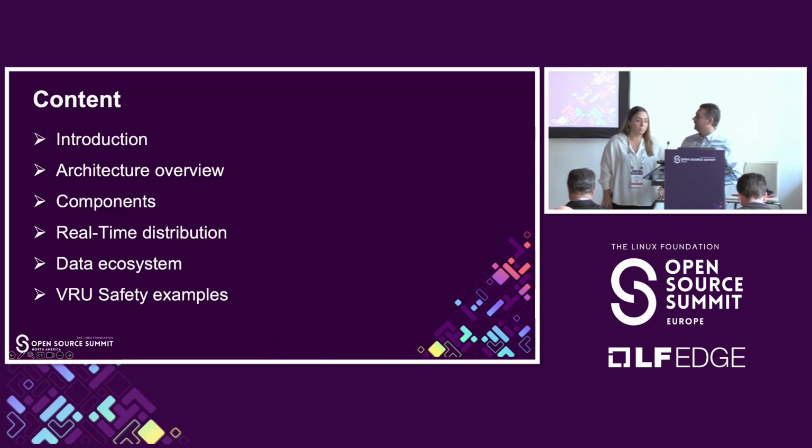So we are going to make a quick introduction. Later, we will show the architecture of the platform. Then we will go deep into the composition of how we build it and how we are planning the development of the platform, and then we will review some real-time distribution messages that we can afford with this platform. Finally, we will provide an overview of the data ecosystem that we can manage with this project. And finally, we will show some vulnerable road user examples that we can provide with the platform.